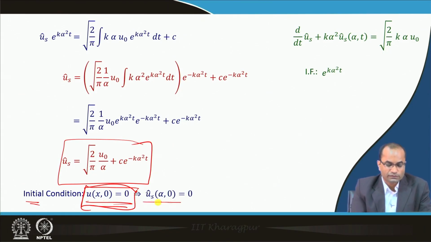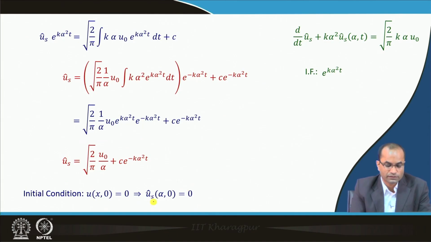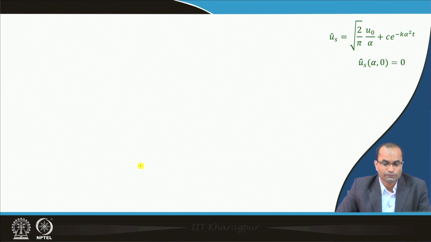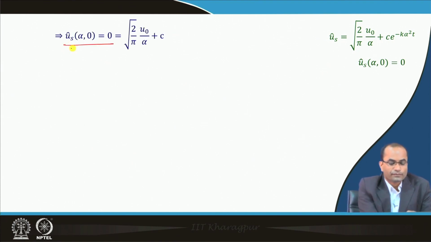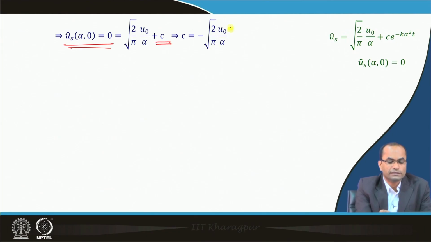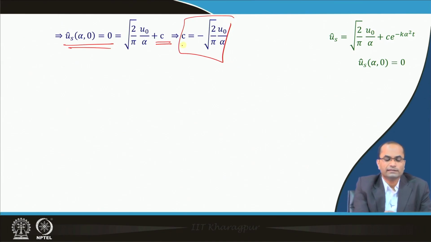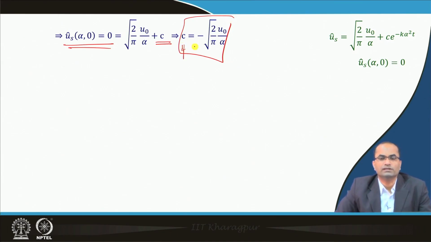So, having this Fourier sine transform of u x 0, since it is 0, we will get only the 0 right hand side. So, applying this in this u s hat, we will get our c here, and c is going to be minus 2 over pi square root and then u naught over alpha. So, the steps are again similar to what we have done before. We got the u hat here in terms of this u hat sine now, and then this c is evaluated based on the given initial condition.